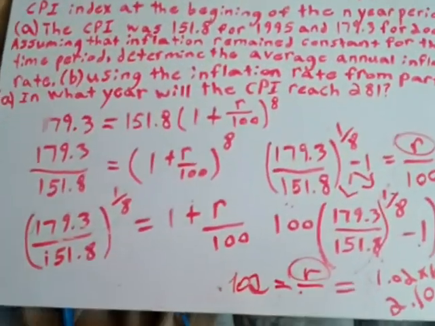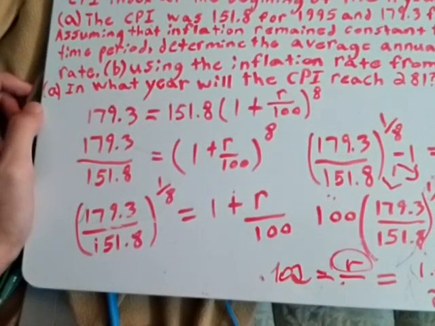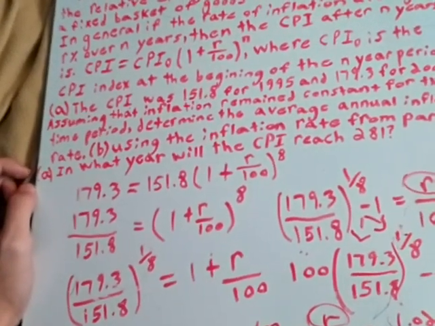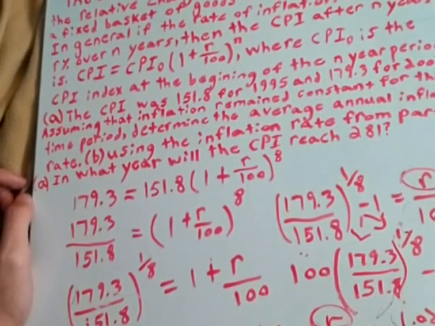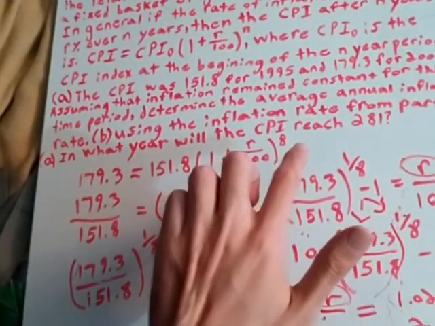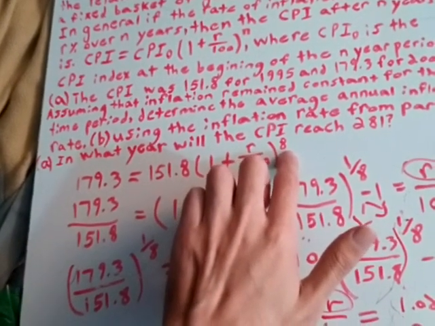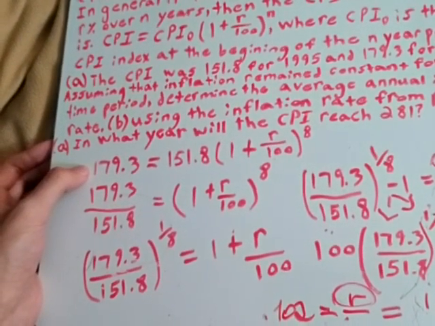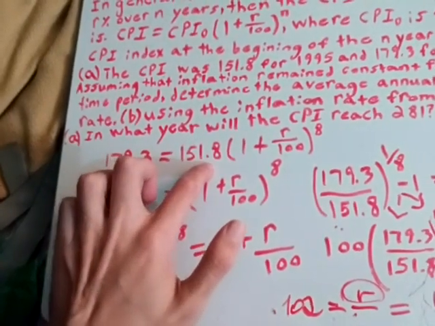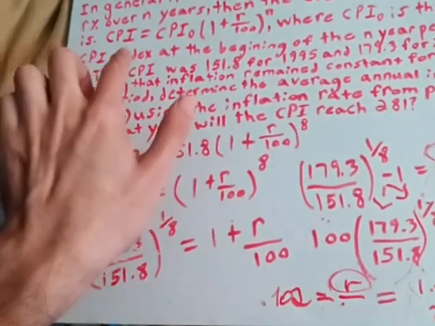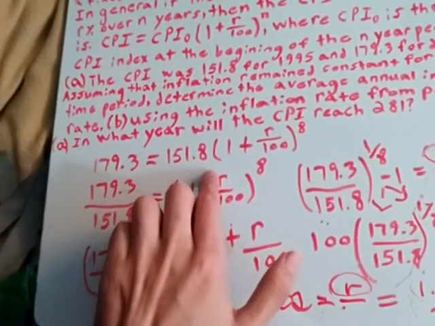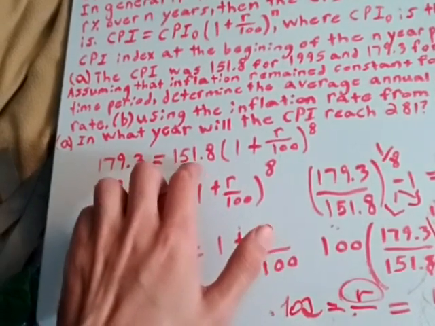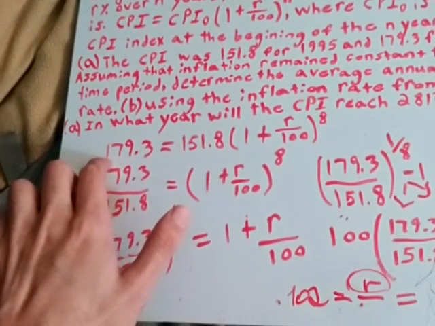Okay, so now I'm solving for the inflation rate. I know that I'm calculating it from the period from 1995 to 2003, so that's over an 8-year period. Here where n goes for time, I put 8. I also know that the new consumer price index is 179.3 and the initial consumer price index is 151.8. So then I'm trying to solve for R, the inflation rate.